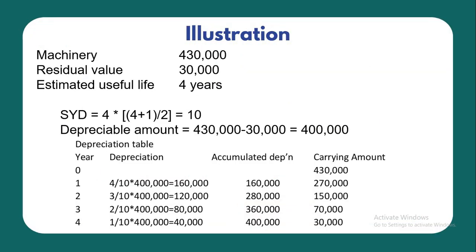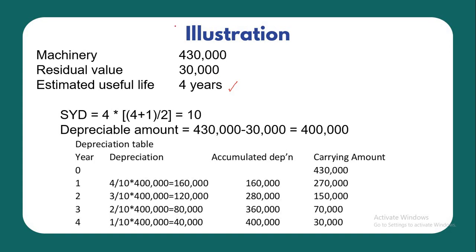Okay. So, next is this illustration. Assuming that the cost of the machinery is 430,000, the residual value is 30,000, and the estimated useful life is 4 years. Compute for the periodic depreciation using SYD.